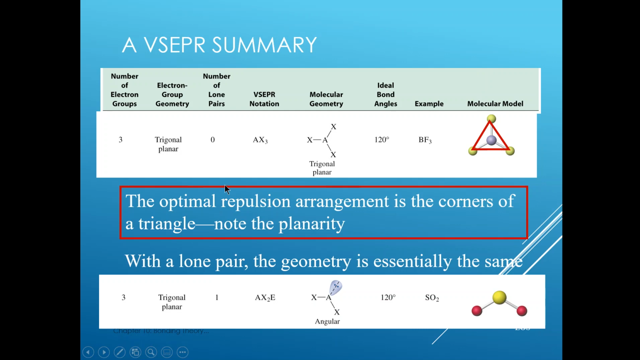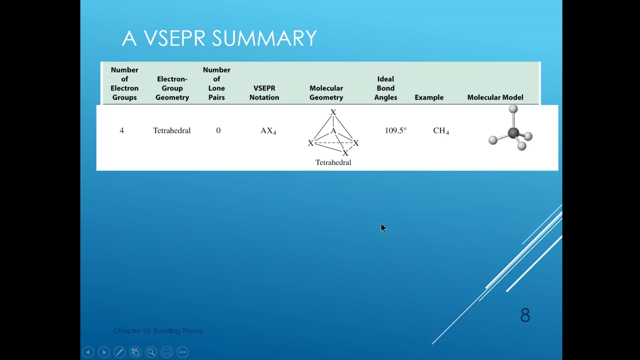Now, because the number of electron groups are the same, the bond angles would be approximately the same as well. A good example of this would be the SO2 molecule, and this is the molecular model representation of that molecule. All right. So that's basically what happens where you have 3 electron groups where one of them is a lone pair. Okay, continuing our look at different types of molecules.